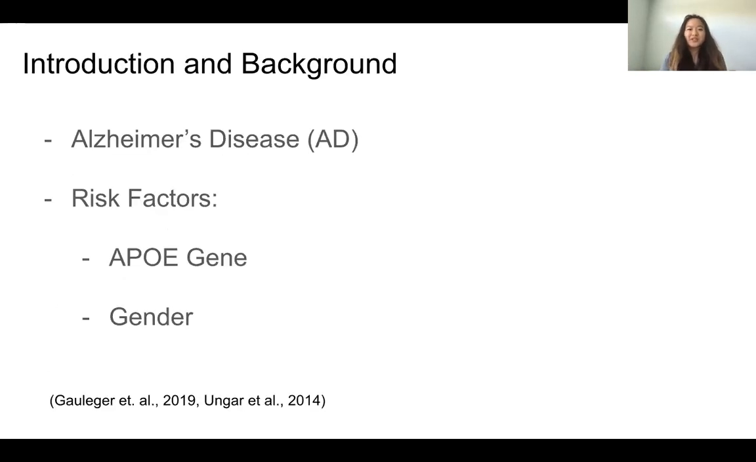So first, a brief introduction and background on Alzheimer's disease. Alzheimer's disease is a neurodegenerative disease that is characterized by cognitive impairment and also dementia. While all cases of Alzheimer's disease have these two major hallmarks, what's unsure in the scientific community is the exact mechanisms by which each individual develops Alzheimer's disease.